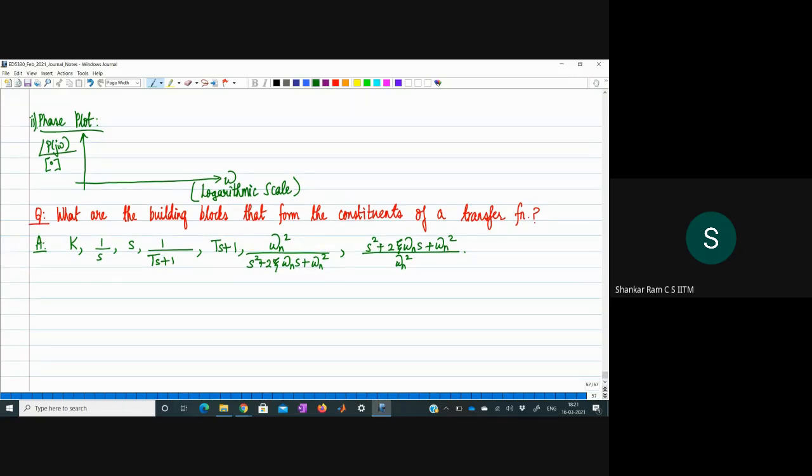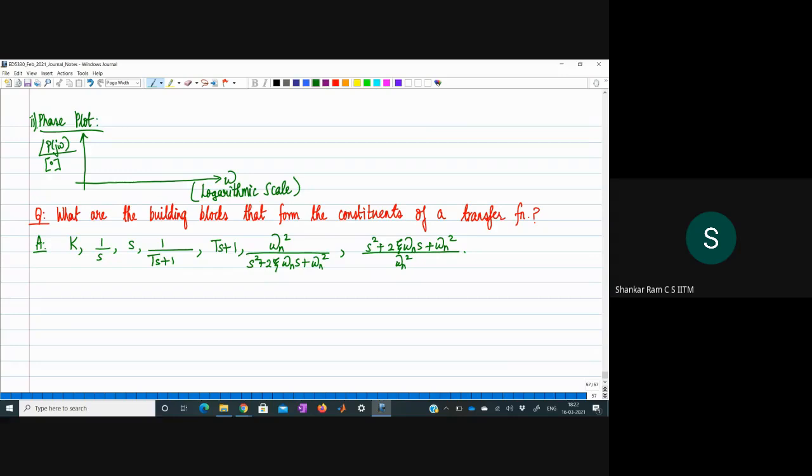So if we are able to learn how to construct the Bode plot for these individual constituent blocks, then we are in good shape, because we would then be in a position to plot the Bode diagram for the other blocks and add them, so that we get the composite Bode diagram of any given transfer function, right?